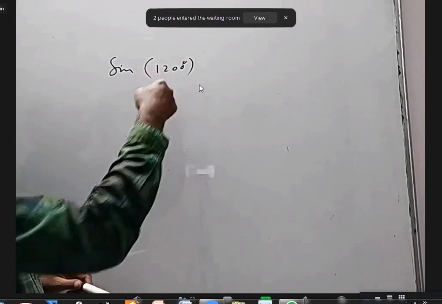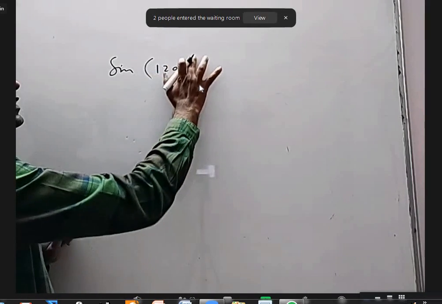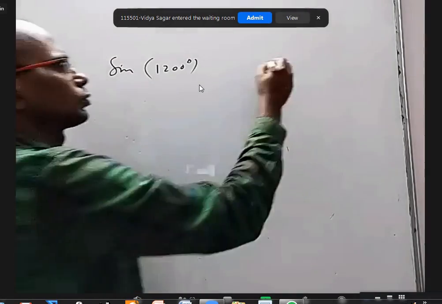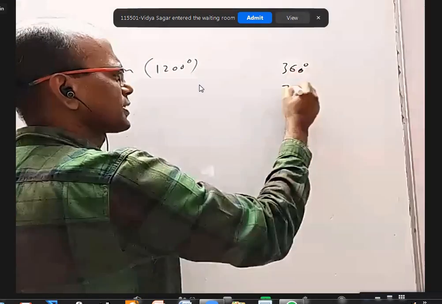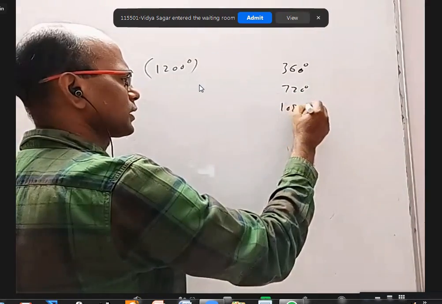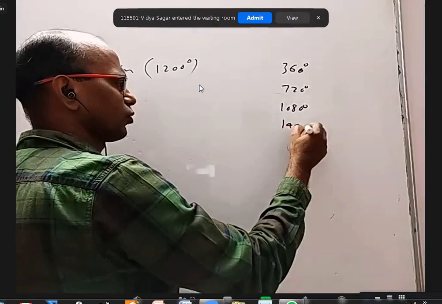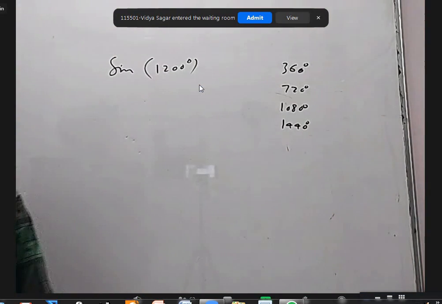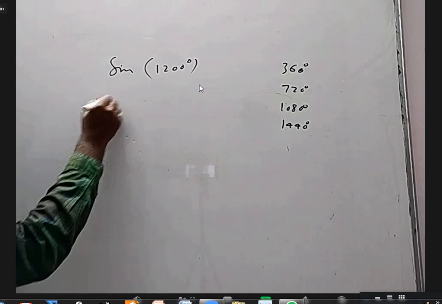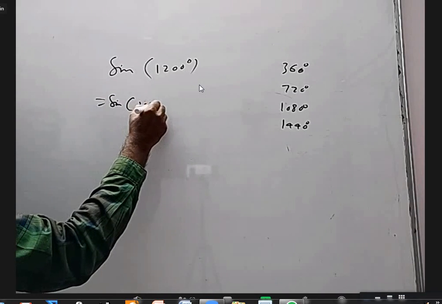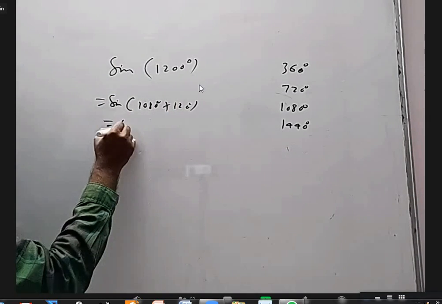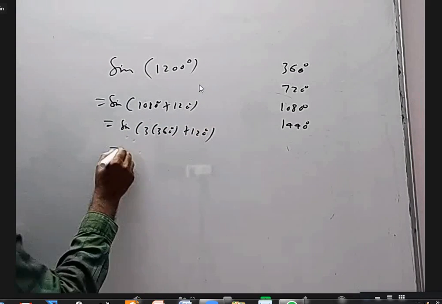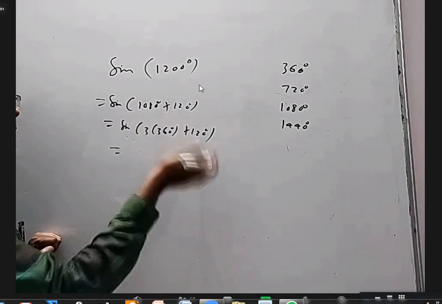Now, whenever the angle is very large, first identify a multiple of 360 near to that. Take 360, twice that is 720, thrice is 1080, 4 times is 1440, and so on. This angle is close to which one? 1080. So you can write 1080 degrees plus 120, and this is 3 times 360 degrees plus 120. Any multiple of 360, plus or minus, can be neglected.